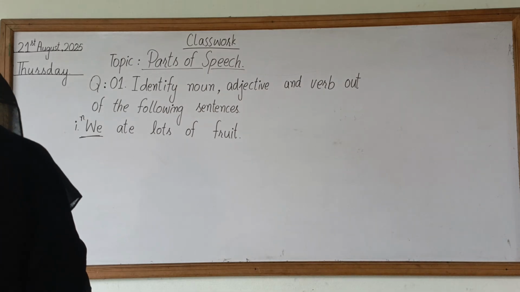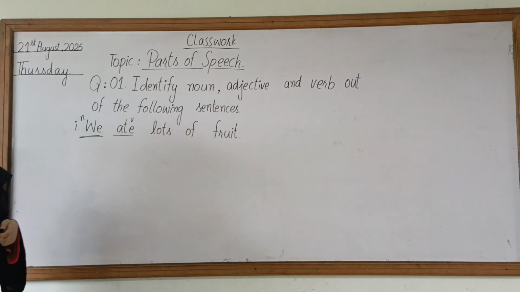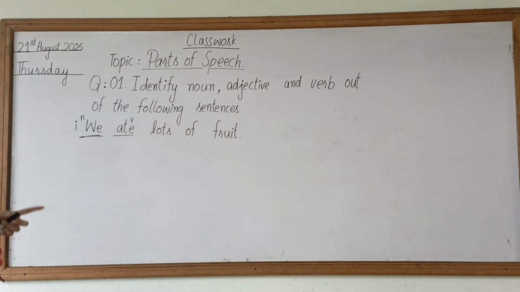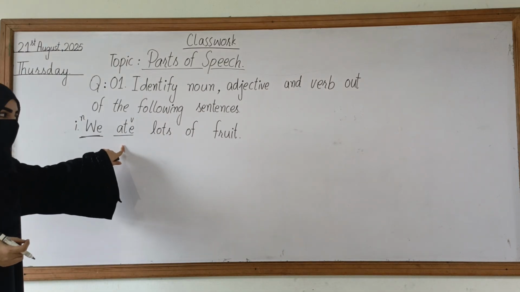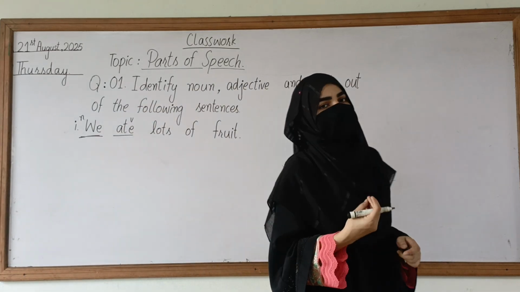And the verb is ate. The sentence is: we ate lots of food. Ate is the second form of eat. So this is a verb. Now, what's the adjective in that sentence?